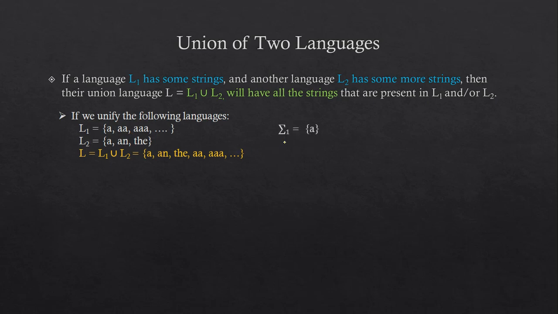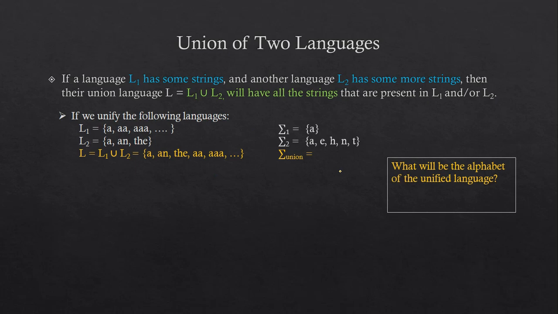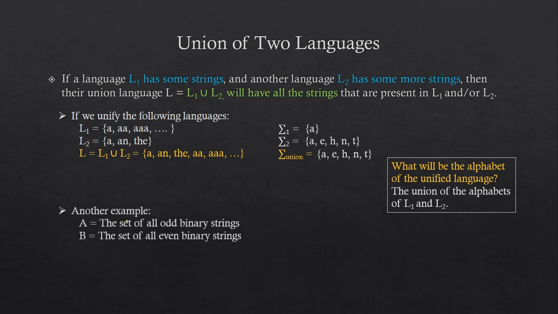If the alphabet of L1 is A, and looking at these 3 strings, the alphabet of L2 will contain these 5 characters at least. What do you think will be the alphabet of the union set? The alphabet is going to be the union of these 2 alphabets. Let's look at another example. If A is the set of all odd binary strings and B is the set of all even binary strings, in their union we are going to have all possible binary strings because every binary string is either odd or even. Their alphabets are 0 and 1, 0 and 1 in both cases, so the union alphabet is going to be 0 and 1 as well.